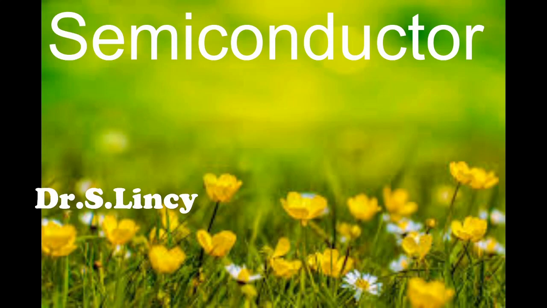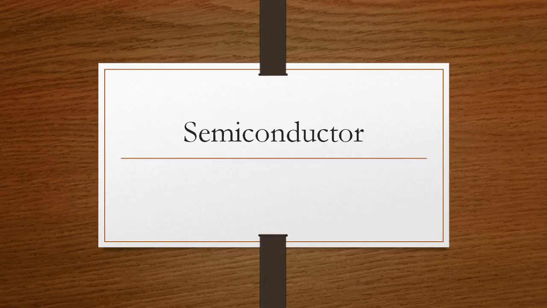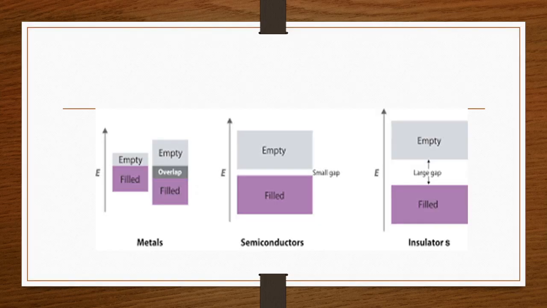Good morning. Today we are going to discuss semiconductors. Semiconductors have an energy gap which is in between that of the conductors and insulators. The gap is typically more or less 1 electron volt. Shifting electrons from the valence band to the conduction band requires more energy than in conductors but less than in insulating materials.